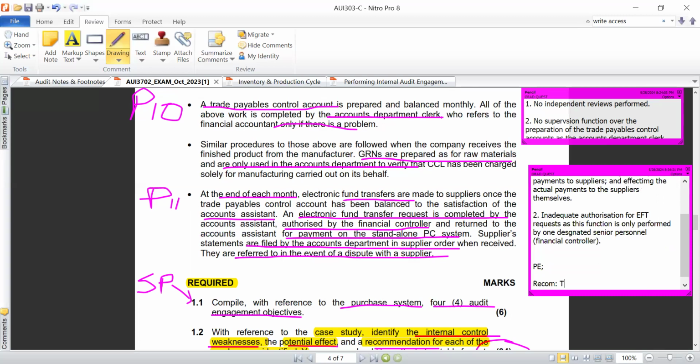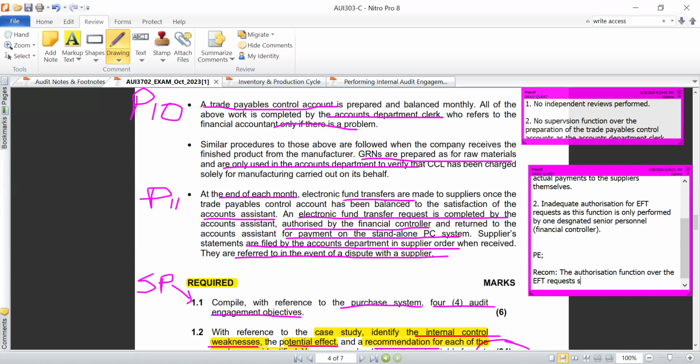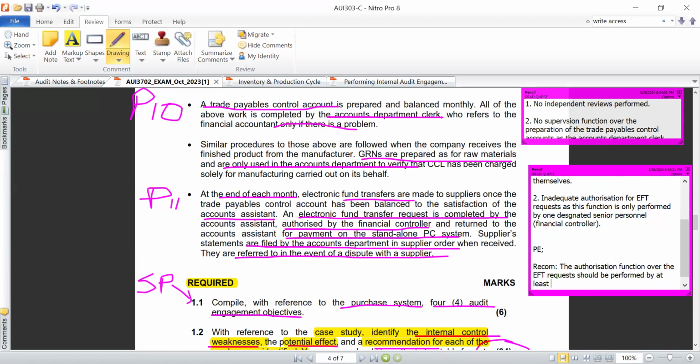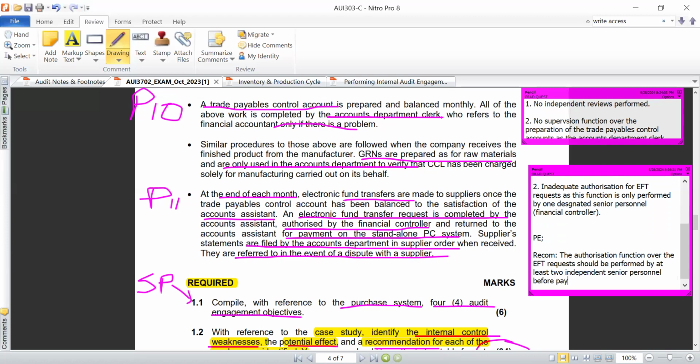This is where you say that the authorization function over the EFT requests should be performed by at least 2 independent senior personnel before payment is effected to a supplier.